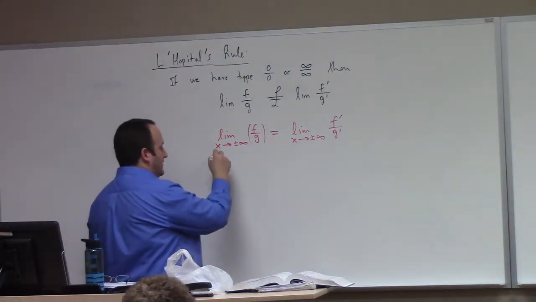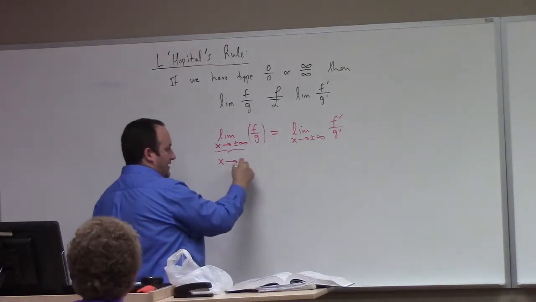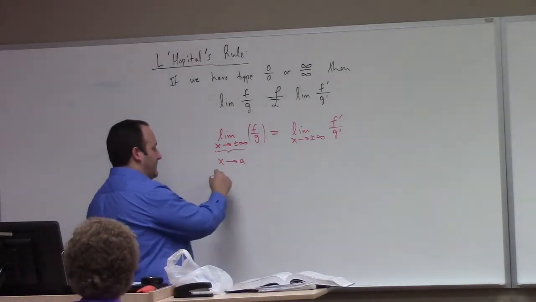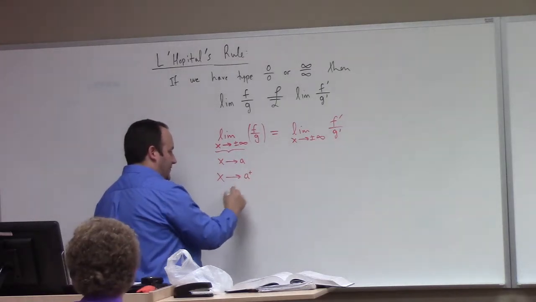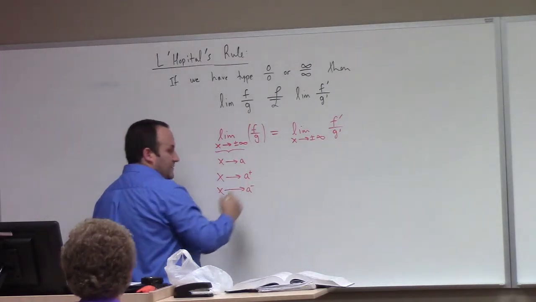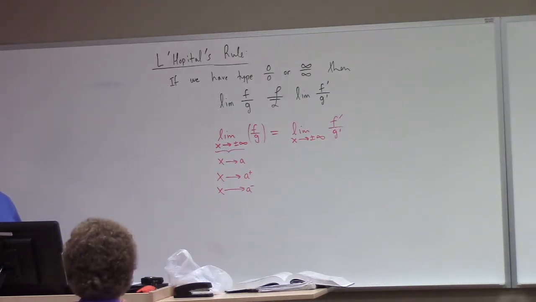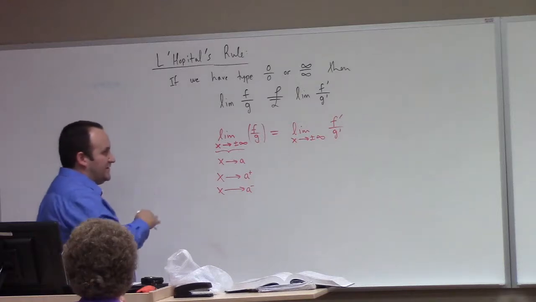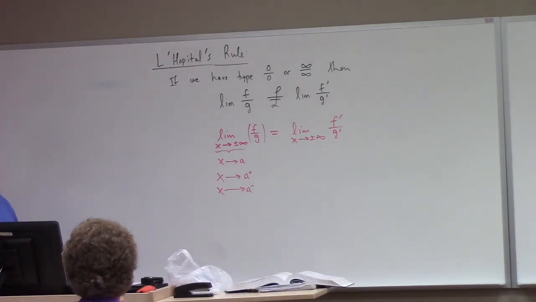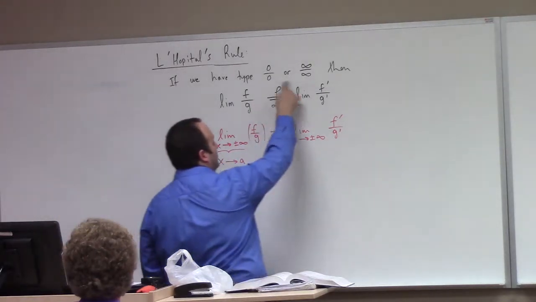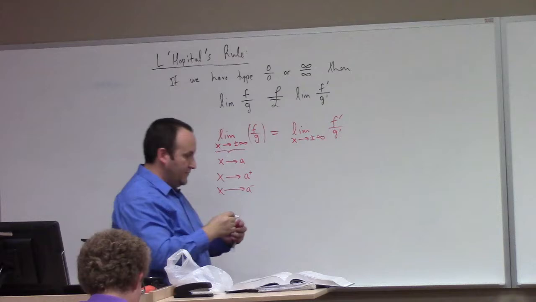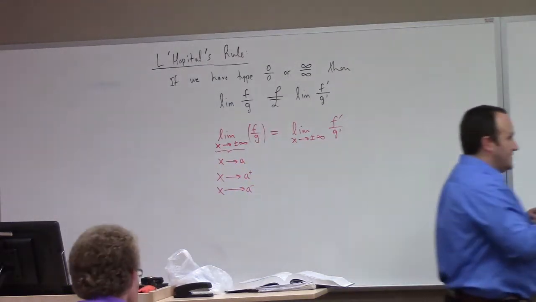But you could also have x going to a. You could even have a left or a right limit. These are all your favorite kinds of limits, and they have a L'Hopital's rule. So L'Hopital's rule is available for any of our limiting processes that we're interested in: right and left limits at finite points, limits at plus or minus infinity. All of these have L'Hopital's rule available for us to use, provided one thing. We need to have type 0 over 0 or type infinity over infinity. Let me show you what happens if you don't pay attention to that.